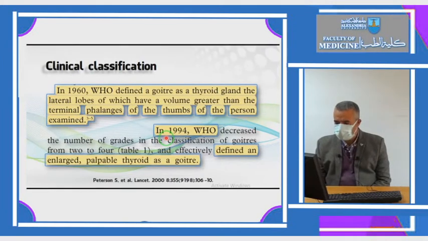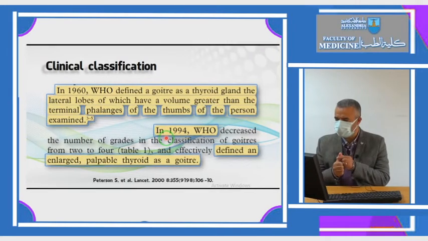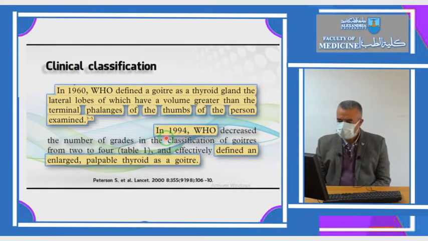Starting with the classification, the first classification, which is very important for you as an examiner and as a practitioner, is the clinical classification. In 1960, the WHO defined goiter as a thyroid with a lateral lobe that has a volume greater than the terminal phalanges of the thumbs of the person examined. And then in 1994, the WHO reclassified goiter into defining goiter as any enlarged or palpable thyroid as a goiter.